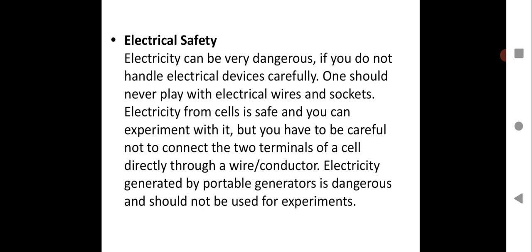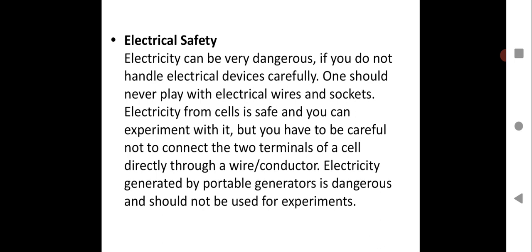Electricity can be very dangerous if you do not handle electrical devices carefully. One should never play with electrical wires and sockets. Always keep this in your mind, children. Electricity from cells is safe and you can experiment with it. So the dry cells and the small cells which you use in toys and remote controls are safer to use because the electrons are not moving out of the cells which can pass through your body.